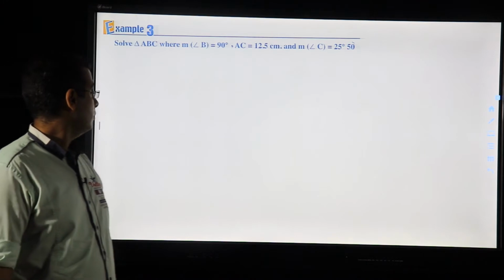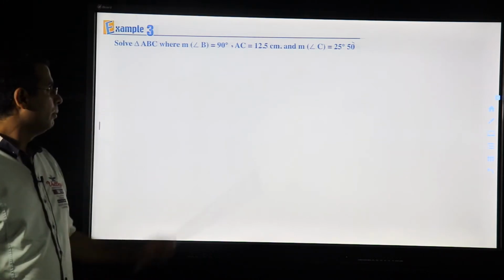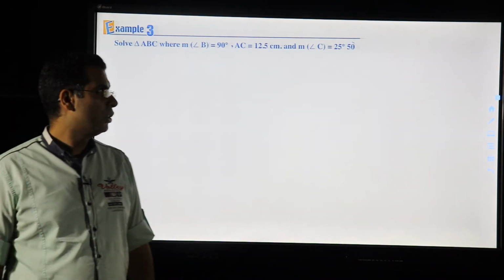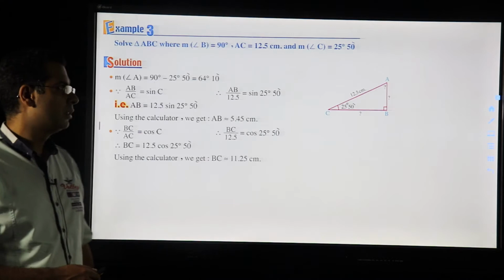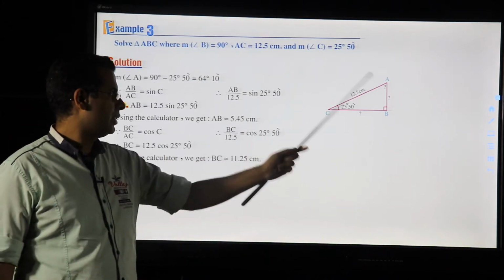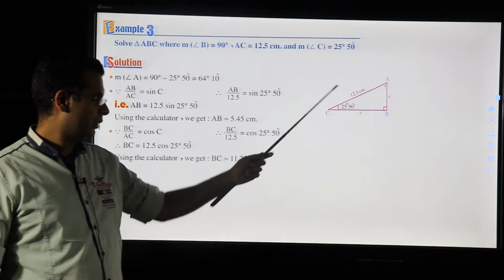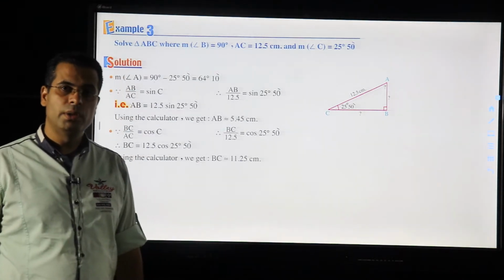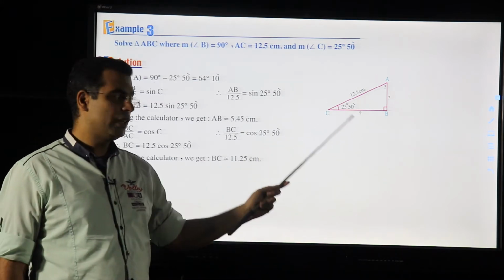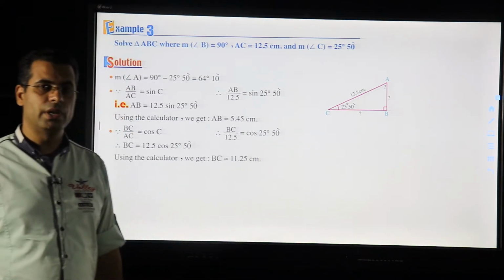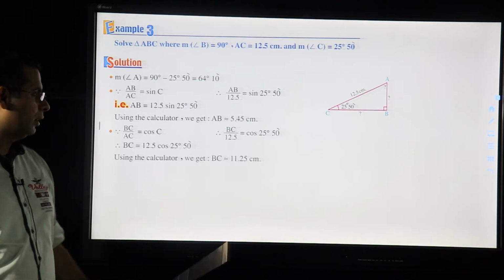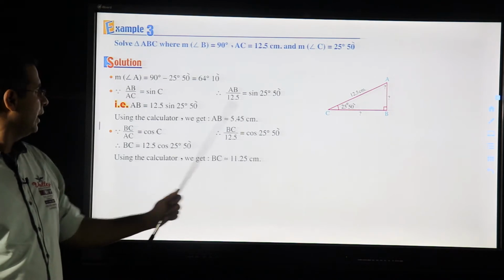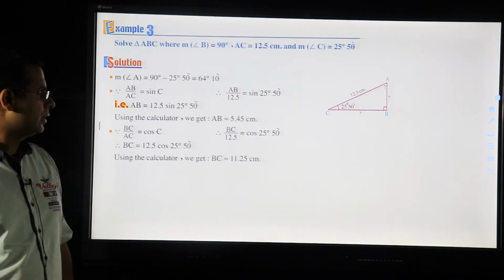Second example, solve triangle ABC. Measure of angle B equals 90, AC equals 12.5, and the measure of angle C equals 25 degrees 50 minutes. Okay. We have the triangle by the same way. We have measure of angle C. Therefore, measure of angle A equals 90 minus 25 degrees 50 minutes, because measure of angle A plus measure of angle C equals 90 degrees. First, we can find measure of angle A by subtracting from 90 degrees. Therefore, measure of angle A equals 64 degrees 10 minutes.